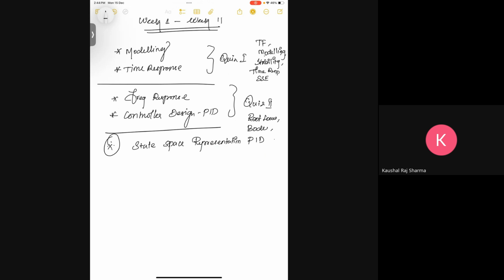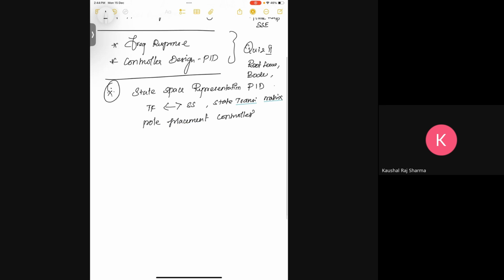Right. Here you studied how to go between transfer function and state space, and what the state transition matrix is. Another important topic in state space representation is the pole placement controller that you would have studied in the last week. Pole placement controller plays a very major role.